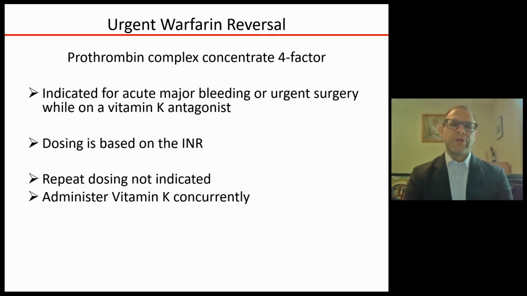We now are able to replace the missing clotting factors 2, 7, 9, and 10 in a complex concentrate called prothrombin complex concentrate. In the US, the brand name is called Kcentra, and the dose depends on the INR. So the higher the INR, or the more we have to reverse, the higher the dose of this 4-factor PCC we'll use. Vitamin K should be given at the same time because we are still looking for a mechanism to block the warfarin effect.